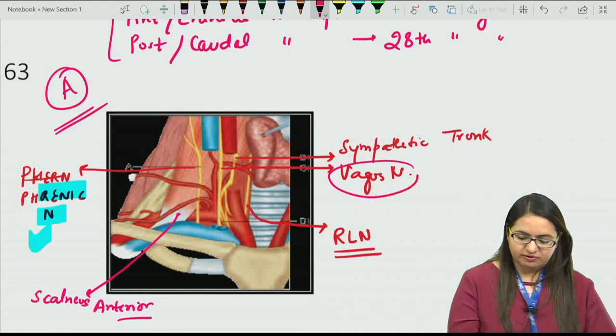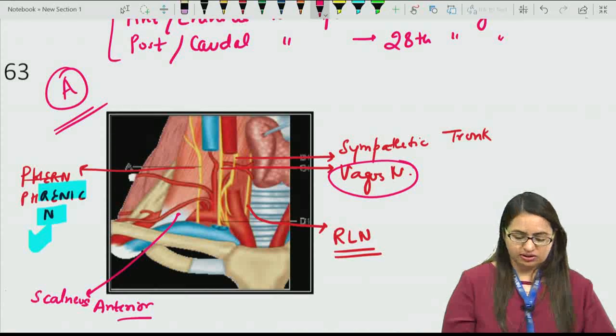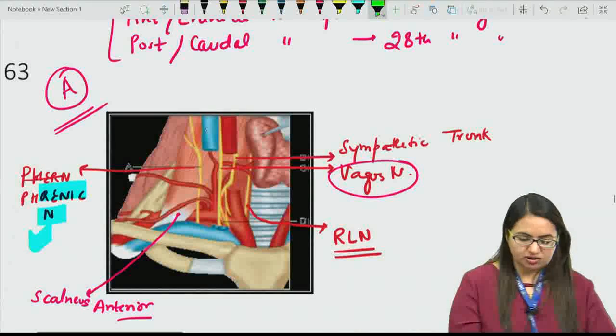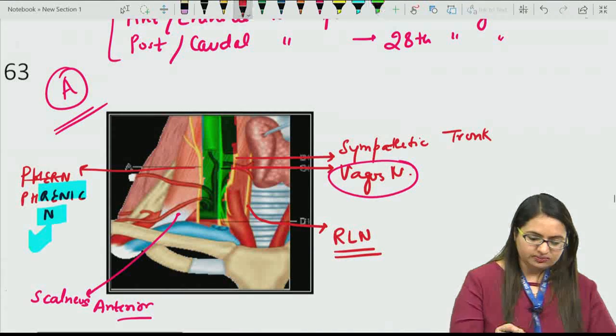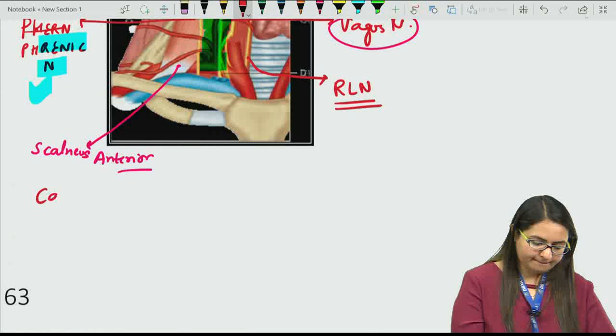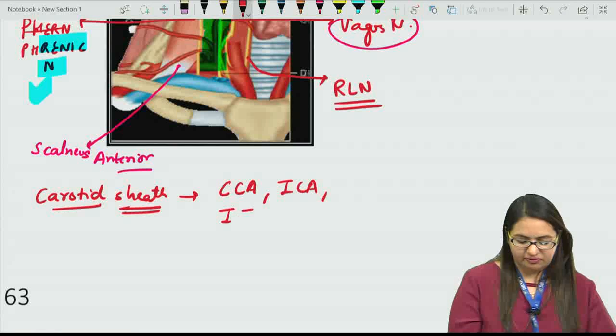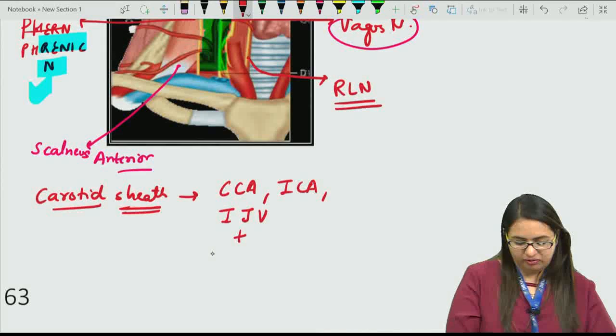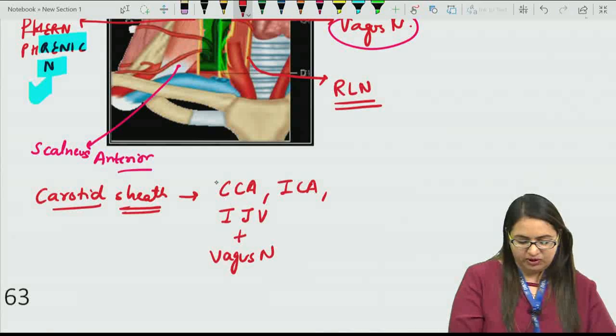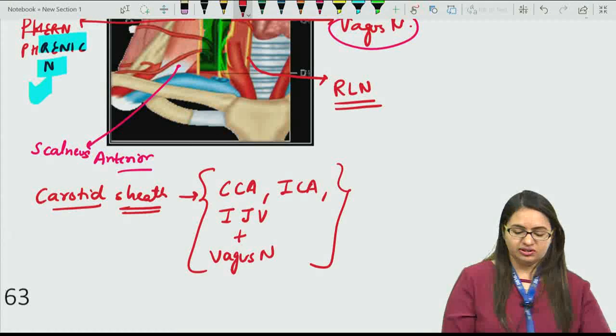The vagus nerve actually passes within the carotid sheath. These are the structures which are enclosed by the carotid sheath, and it goes down to the lower area. The structures included in the carotid sheath are the common carotid artery along with the internal carotid artery, then the internal jugular vein, and along with that a nerve, that is the vagus nerve.